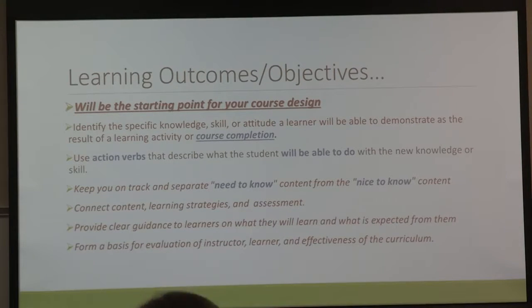So then what you're going to do is identify the specific knowledge, skill, or attitude that you want them to have achieved at the end of the course or the course completion. Okay? So this is where they need to be. How do you develop your objectives? Now, a lot of times this gives people a little trouble.